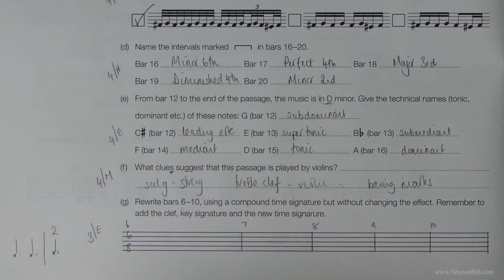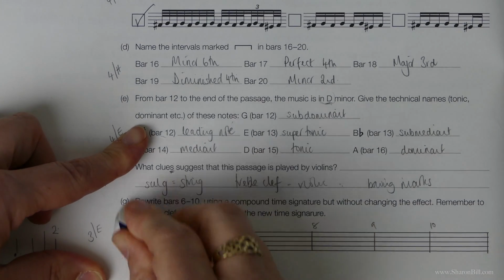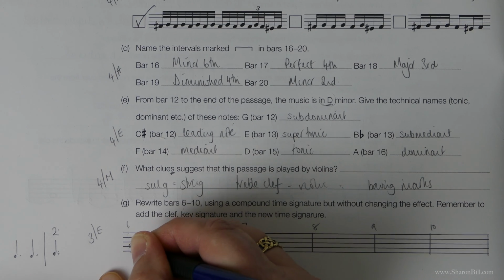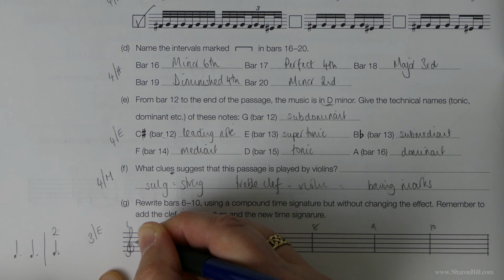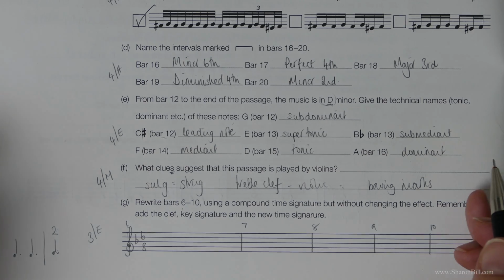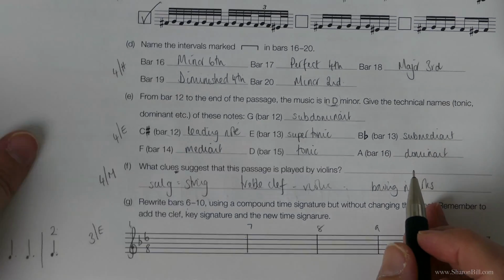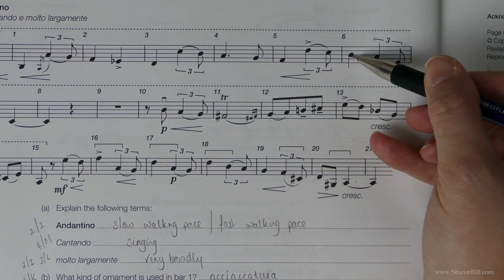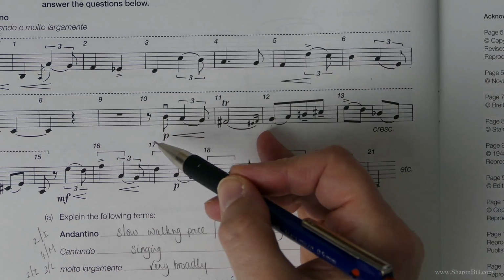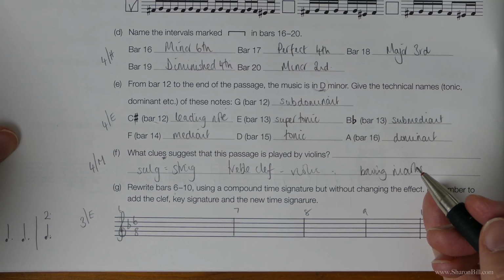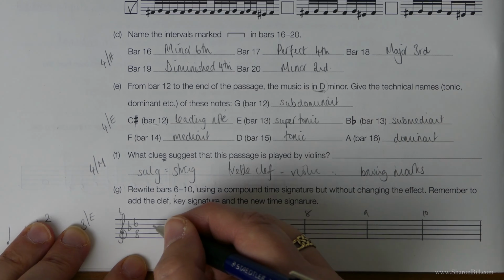I'm getting carried away. Before I do the time signature, first of all we need the treble clef, the key signature, and now our new time signature. We're going from bar 6 here. I'm just going to copy the note heads in first, just so that we can think clearly.